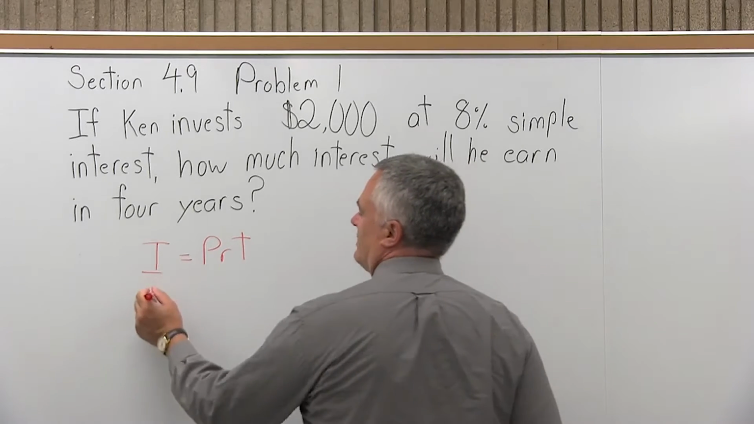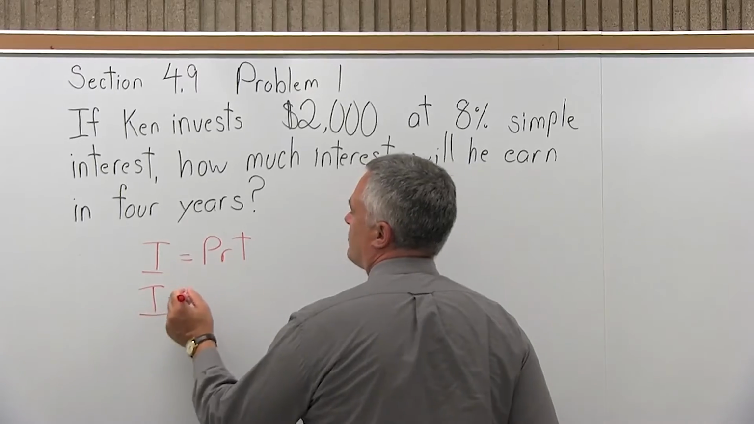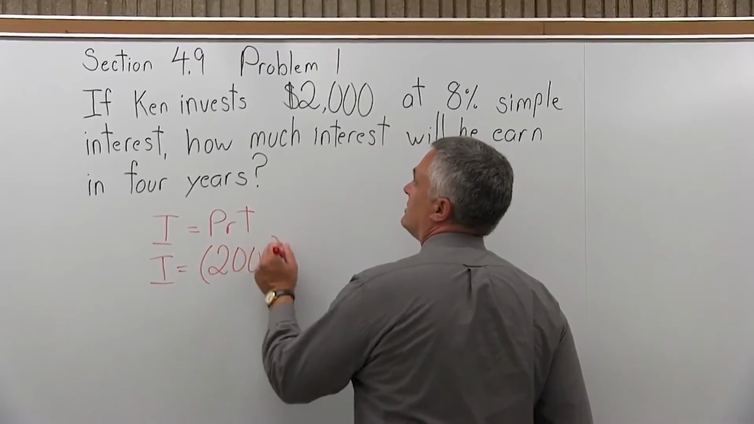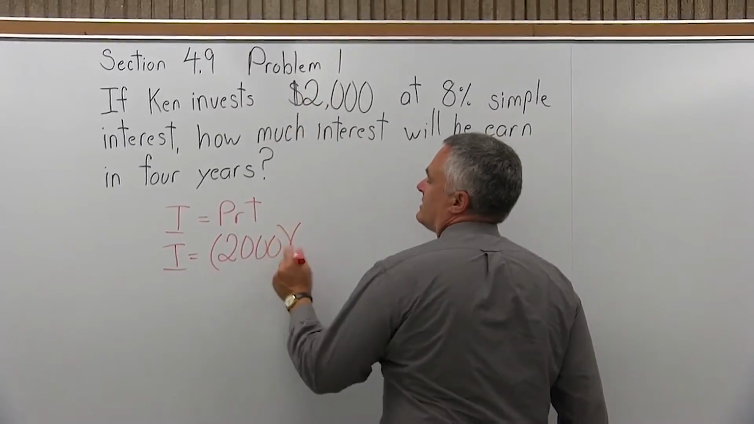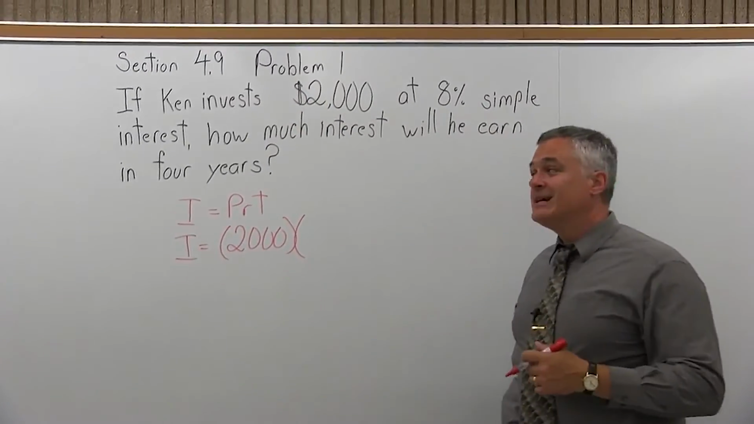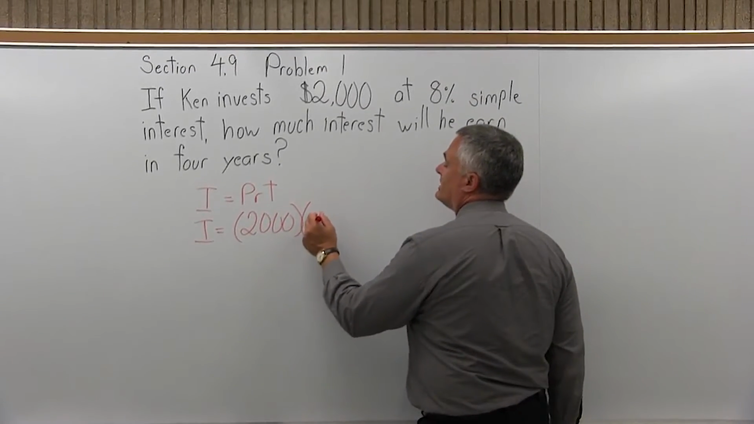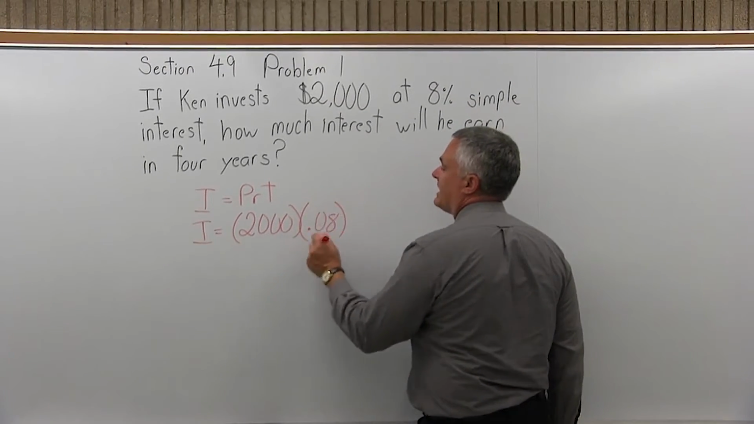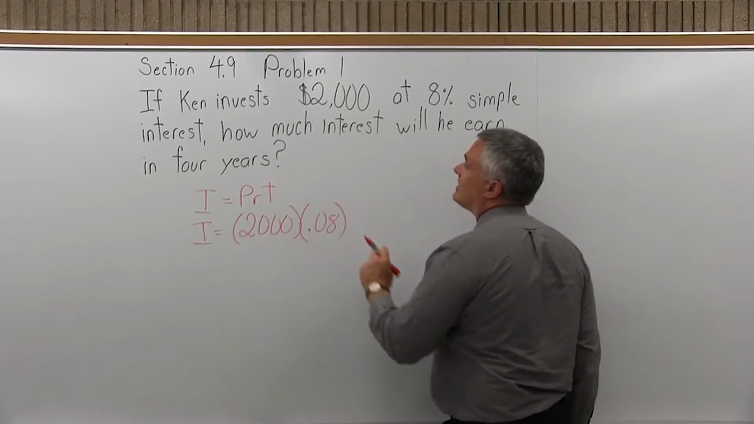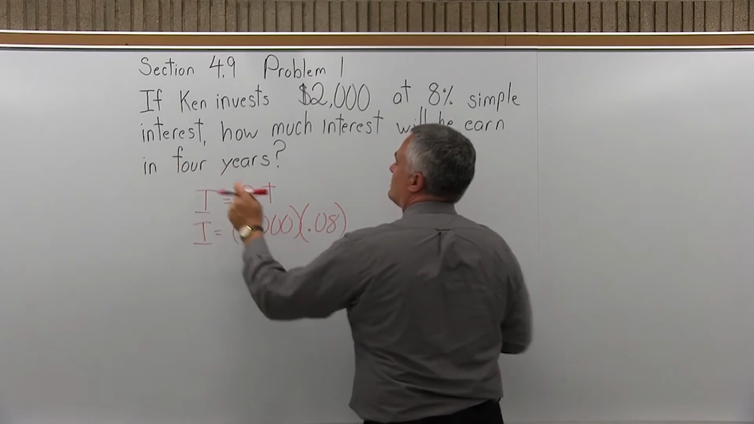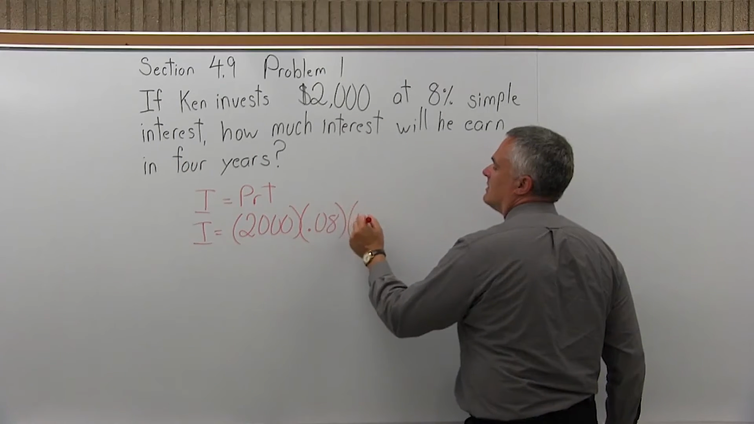To fill that in, I is the interest earned, P is for principal, or the initial amount of the investment, which is $2,000 from here. The next R is the rate as a decimal. So this 8%, you can't put in 8, you have to put in 0.08. That's 8% as a decimal. T is the time in years. The time in years is 4 years.